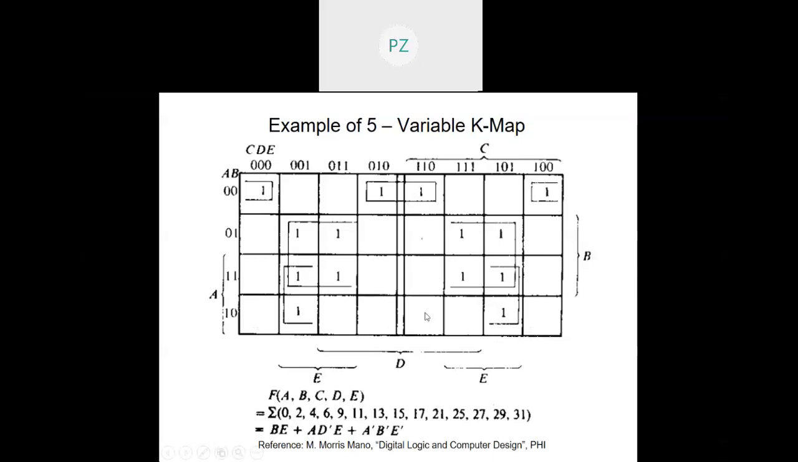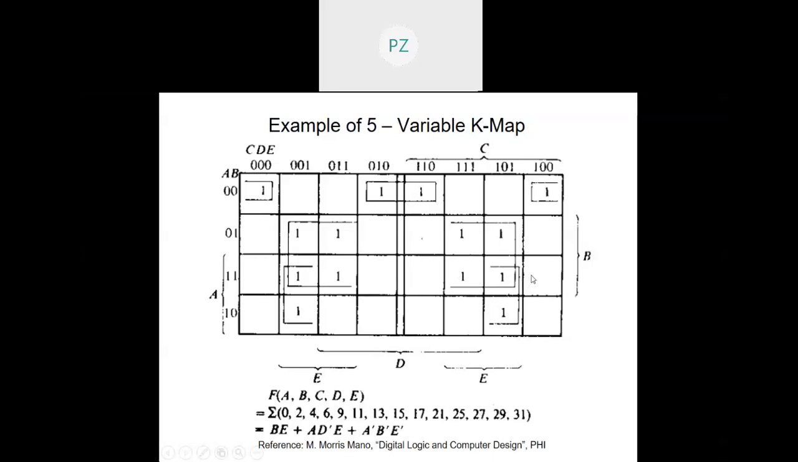Then 22, 23 are not there, then 24, 25 is there, so I've placed a 25. Then 26 is not there, 27 is there, so I've placed a 27 here, and then 29 is not there. 30, yeah, so 25, 27 that I've taken.